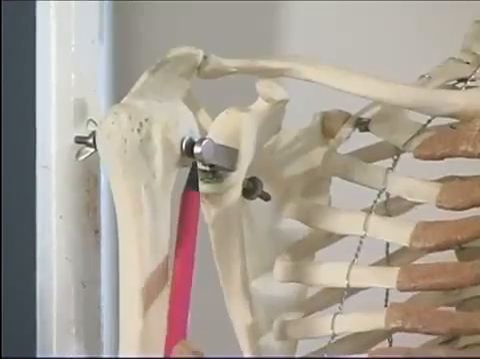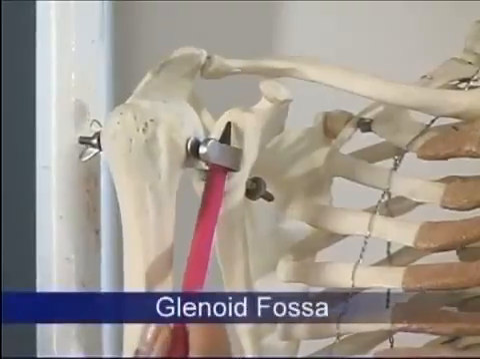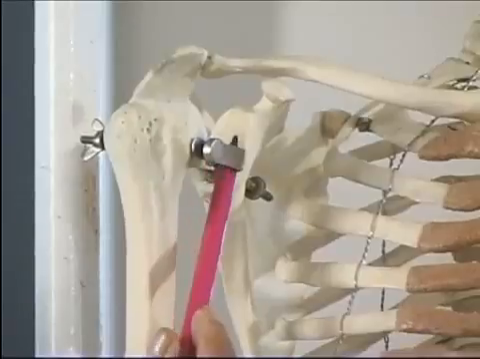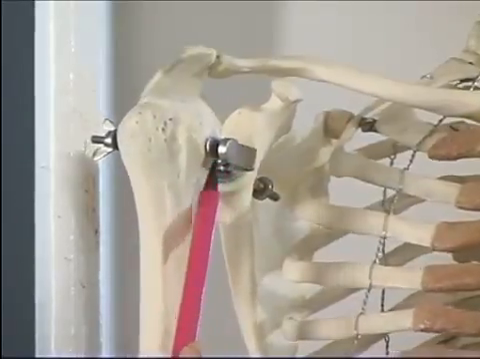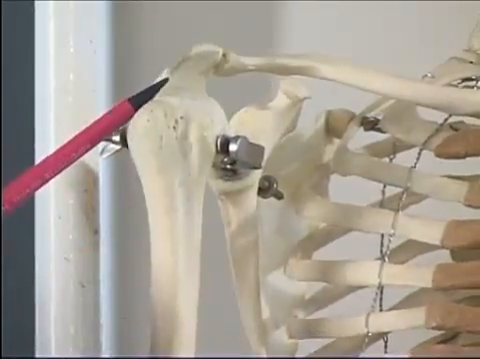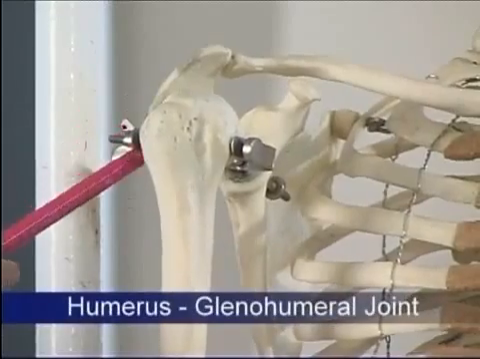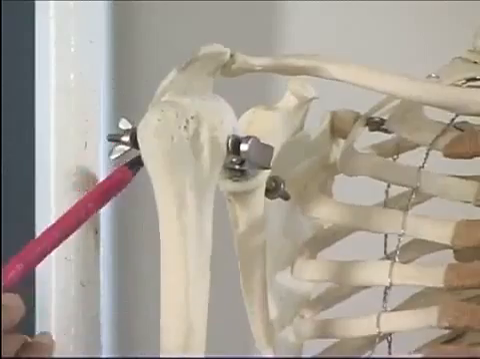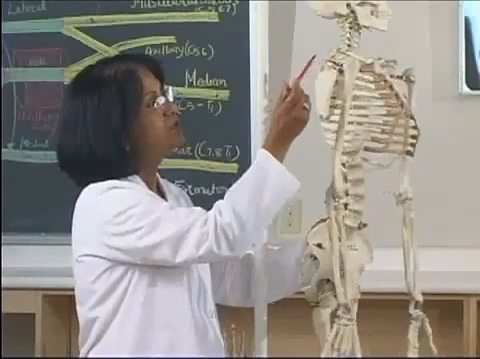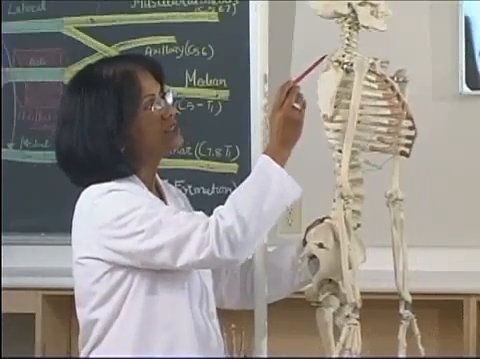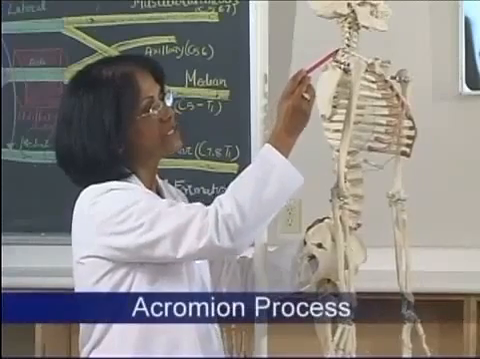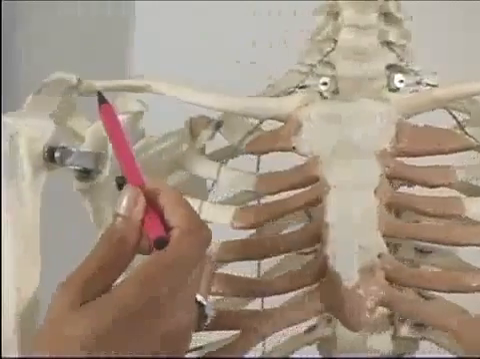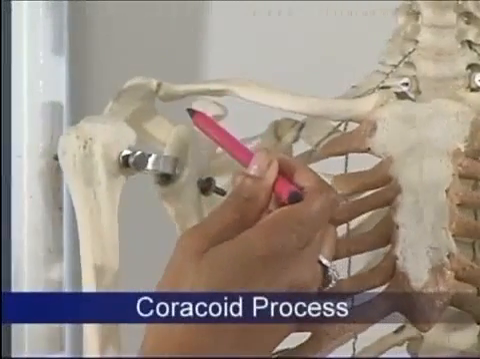Lateral angle contains the glenoid fossa or glenoid cavity. This glenoid cavity articulates with the head of the humerus and forms the glenohumeral joint or the shoulder joint. There are 2 processes. This process is known as the acromion process, and this beak-like projection is called the coracoid process.